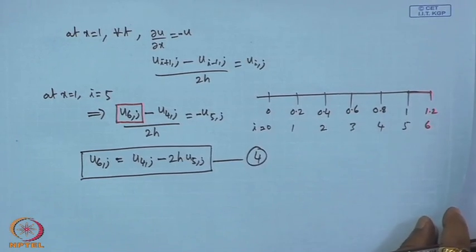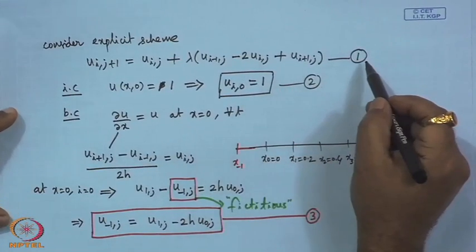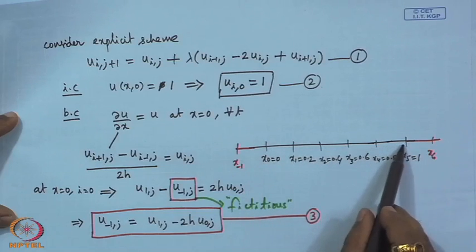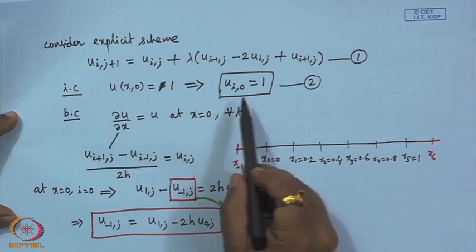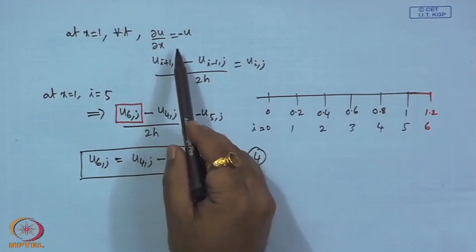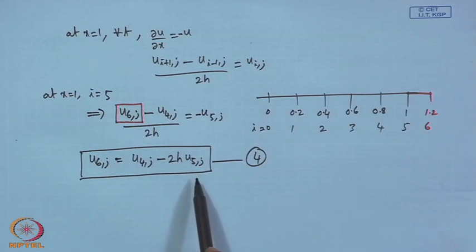To brief it, we have the following. We have the explicit scheme which we are supposed to run at the grid points, and we have the initial condition. Then we have one boundary condition we have discretized, and as a result we got a fictitious value, and we have expressed this in terms of another additional equation. Then another boundary condition which we have discretized, we got another fictitious value and we have expressed it in terms of another equation.